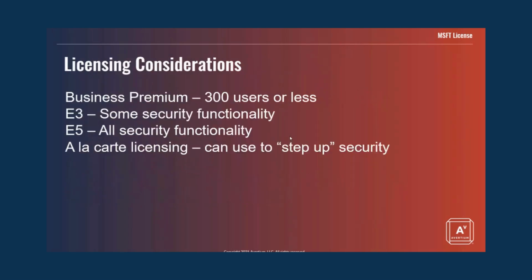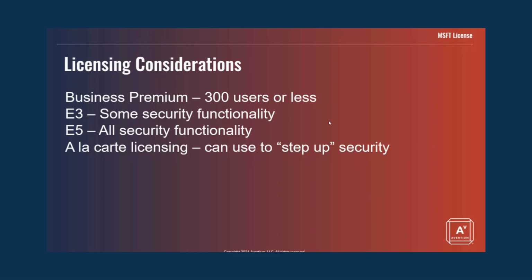So on this next slide here, one of the things that is very common for us, we at Avertium, we don't handle licensing, but because of the involvement that we have and so many clients asking us about how to best take advantage of what they've purchased, licensing considerations are always at the top of mind. So if you have an environment that has 300 users or less, Business Premium is incredible bang for your buck. It offers a lot of the feature sets that are in E3 and some additional ones that are only afforded to you if you have E5.